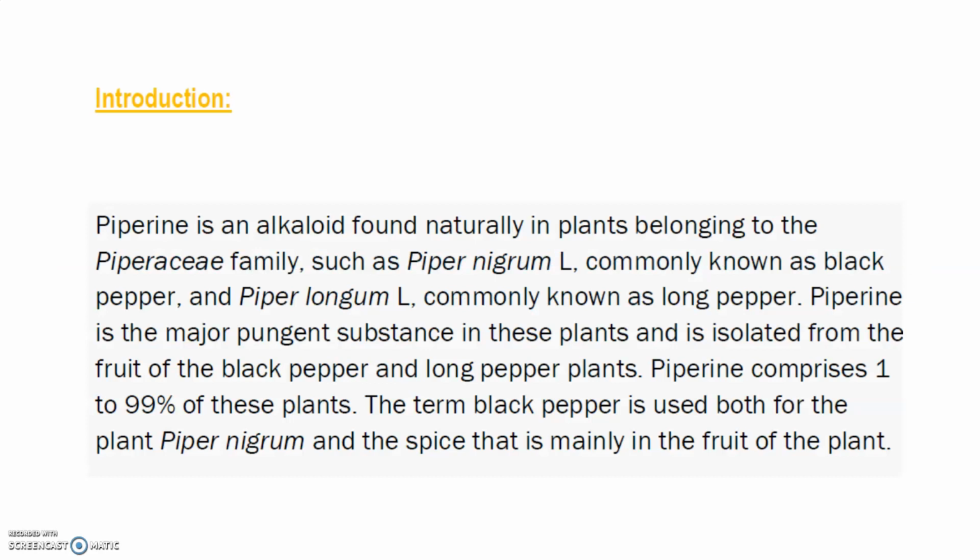You know friends, piperine is an alkaloid found naturally in plants belonging to the Piperaceae family, such as Piper nigrum, commonly known as black pepper, and Piper longum, commonly known as long pepper. Piperine is the major pungent substance in these plants and is isolated from the fruits of the black pepper and long pepper plants. Piperine comprises 1 to 9% of these plants. The term black pepper is used both for the plant Piper nigrum and the spice that is mainly in the fruits of the plants.